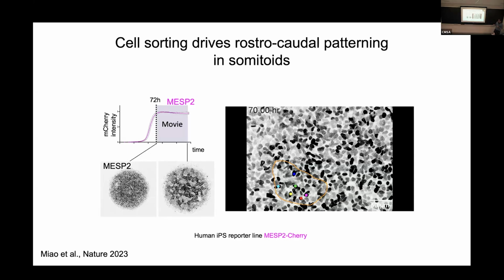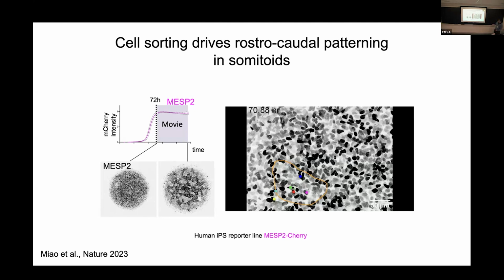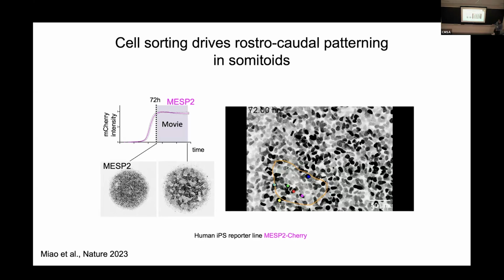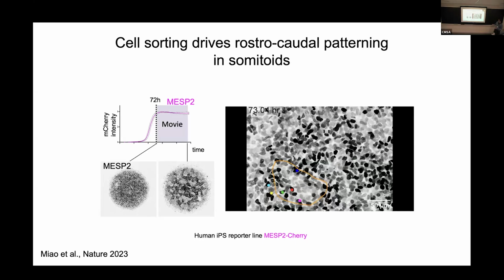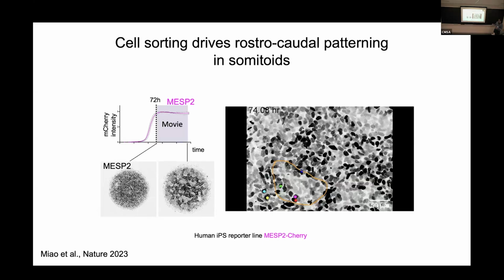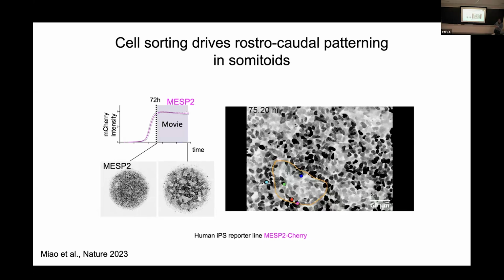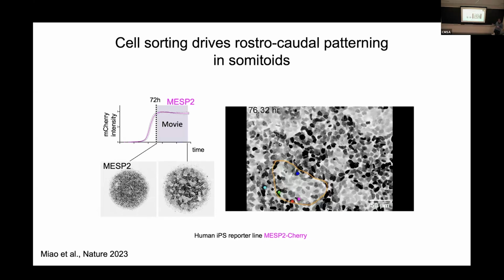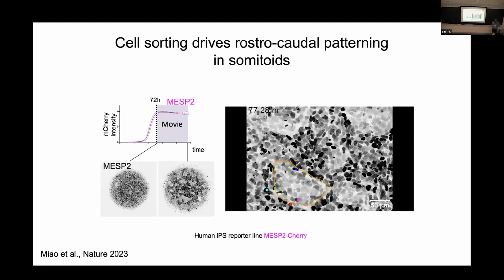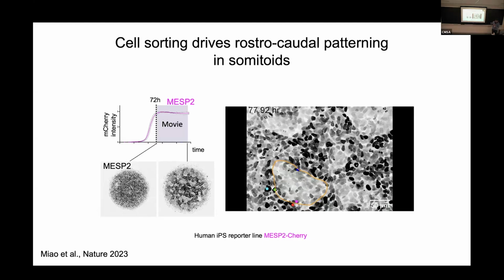Then what happens is that you have this initial salt and pepper specification of the cells, and that leads to a sorting mechanism, which you can see here, where the dots mark the high expressor cells. You see that they exit this orange area, and this sorting mechanism is what leads to the formation of these domains with anterior and posterior identity.